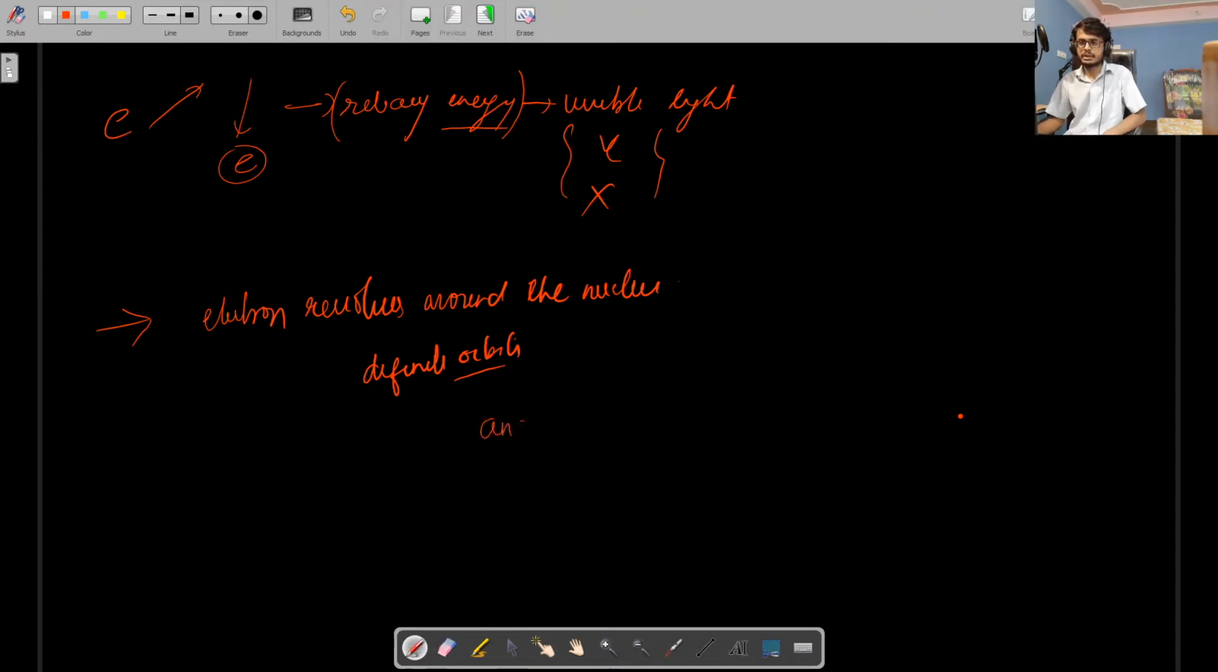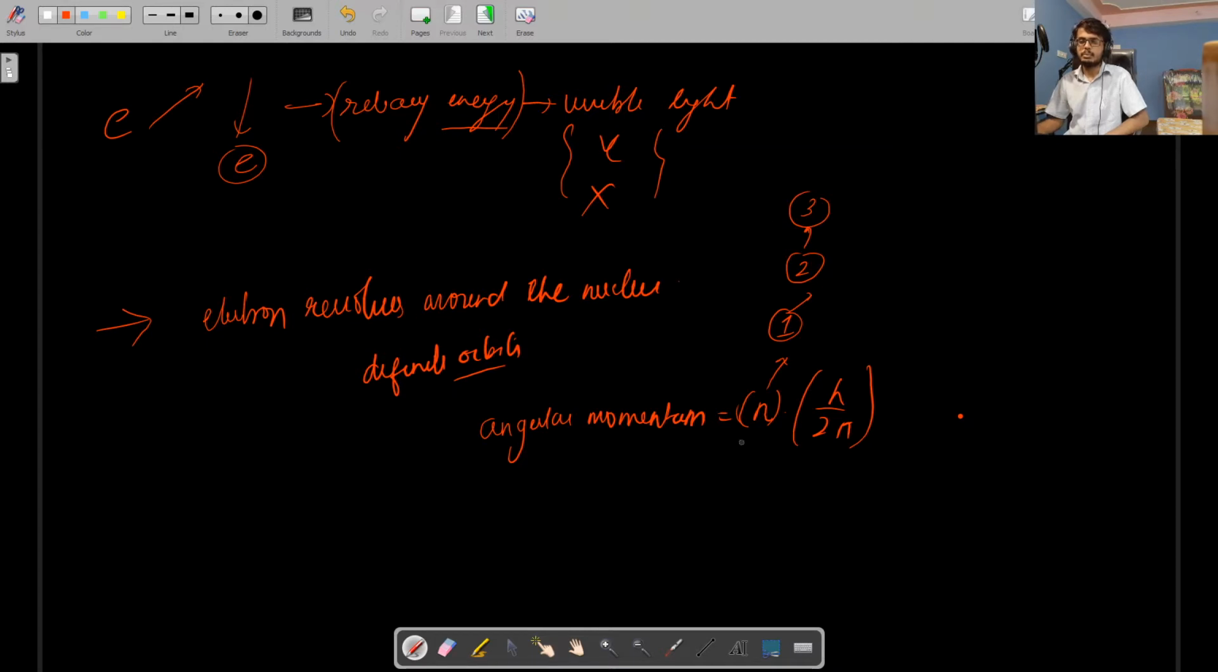This is an important thing you need to know: angular momentum will be equal to a multiple of h by 2 pi, where h is Planck's constant. Angular momentum is the nth multiple of h by 2 pi, where n is the number of the orbit. If the electron is in the first orbit, n is 1. If the electron is in the second orbit, n is 2. If it is in the third orbit, n is 3.